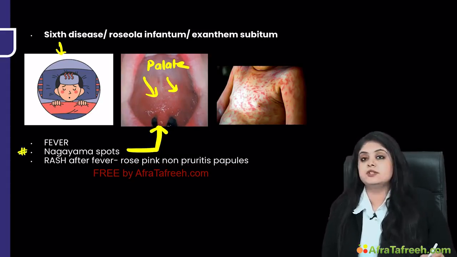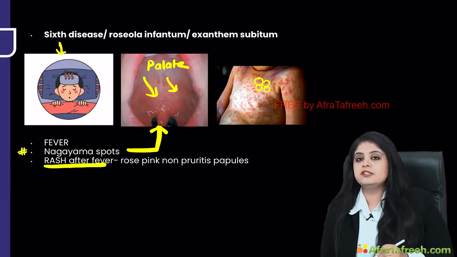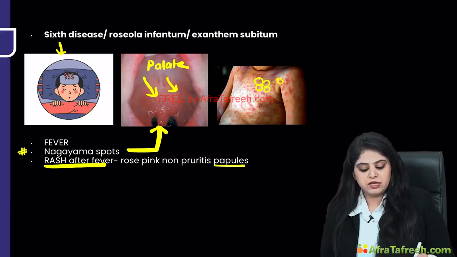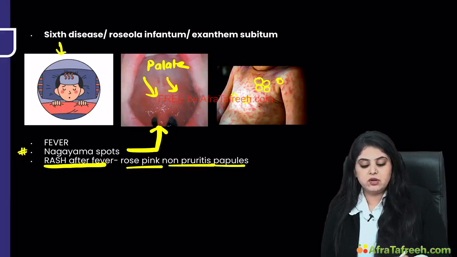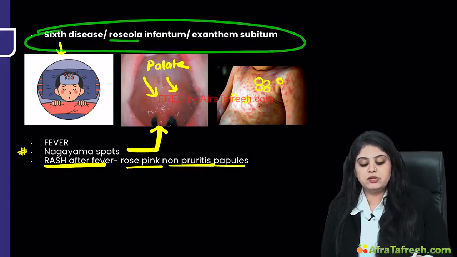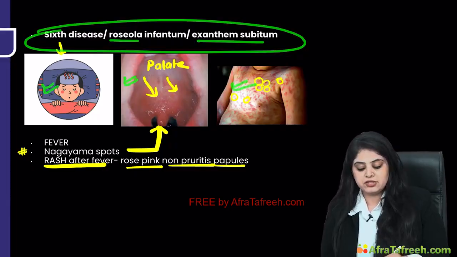Very famous question. And finally, once the fever starts going away, we will start having these rashes. So rash occurs after fever. You can see these rashes. They are like papules. They are non-itchy and they are pink in color. You can see that very, very well. So this is all a part of the sixth disease or roseola infantum or exanthum subitum. Remember, there is fever, there are Nagayama spots on the palate, and there is a rash that is present.